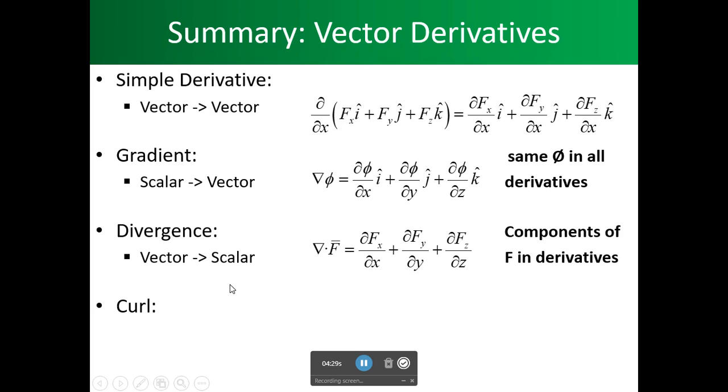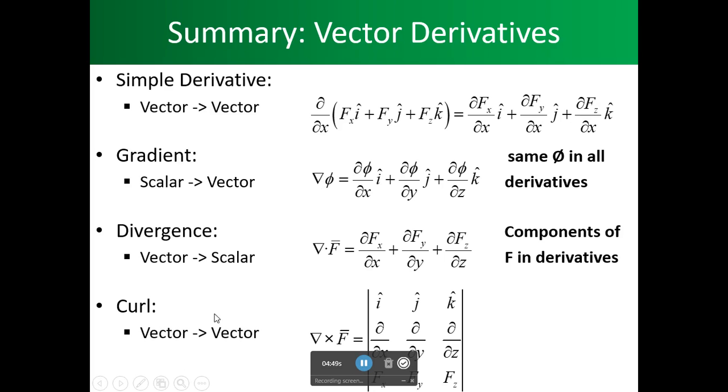So what happens with the curl? With the curl, we're taking the cross product. Here we were taking the dot product, the cross product, and here we just have no product. This is just called the gradient. The curl takes a vector and keeps it a vector. It doesn't change it at all.